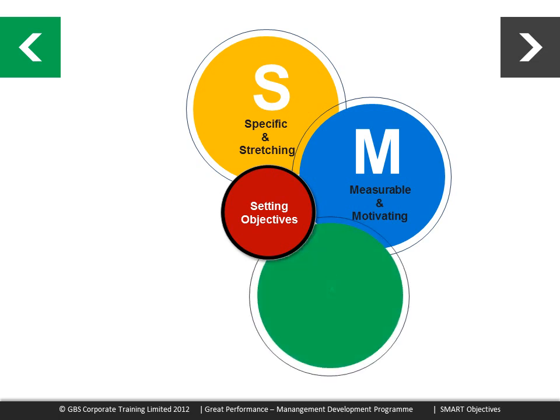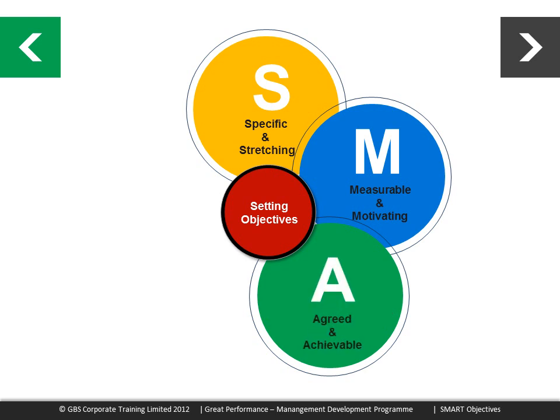The A stands for agreed and achievable. You and the employee should agree the objectives. This helps build commitment and ownership for results, as well as clarity. If you've agreed the objective, it implies that you've had a conversation about it, and these conversations may also identify development needs. Objectives should also be achievable. Stretching, yes, but not so stretching as to be unattainable. That would be demotivating and unfair.